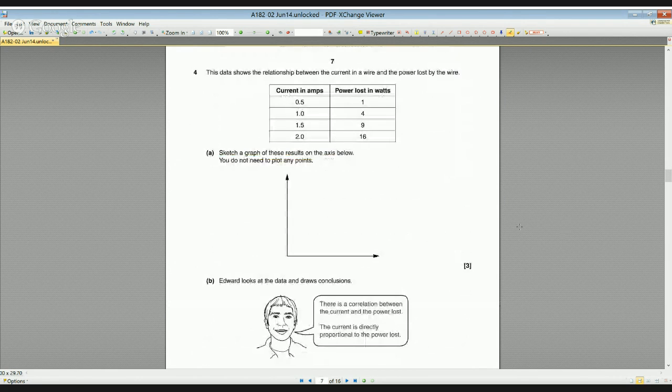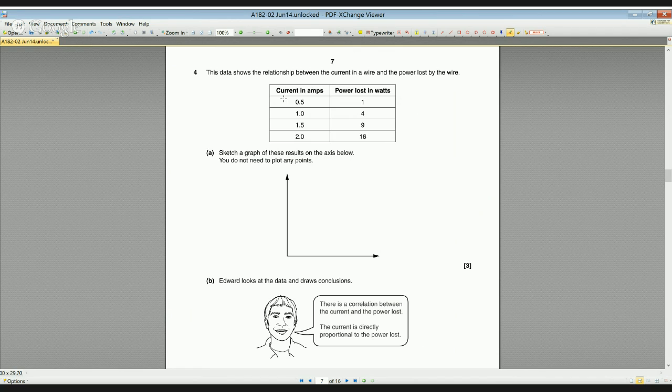Okay, question 4 takes us from P4 into P5 and gives us a data table. And the data table is for an investigation showing the relationship between the current in the wire and the power lost by the wire. It says, sketch a graph of these results on the axis below. You do not need to plot any points.